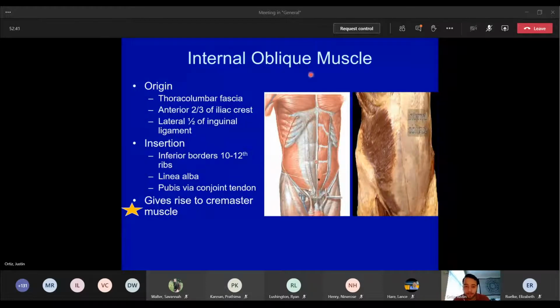This internal oblique muscle is going to give rise to your cremaster muscle, right? Your cremaster muscle, which I'll show you on the next slide, again with the same image. I'm going to associate that with the cadaveric one as well, and I'll show you that the internal oblique actually turns into the cremaster muscle, which is going to help with raising and lowering the testes. So you can see on this next slide.